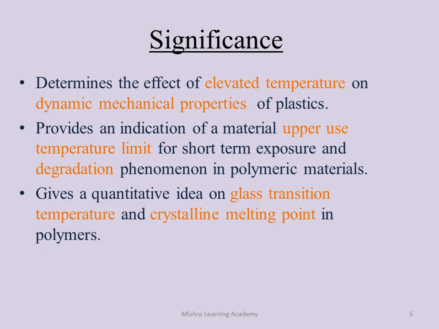What is the significance of the torsion pendulum test? It determines the effect of elevated temperature on dynamic mechanical properties of plastic. It provides an indication of a material's upper use temperature limit for short-term exposure and degradation phenomena in polymeric materials. It gives a quantitative idea of glass transition temperature and crystalline melting point in polymers.